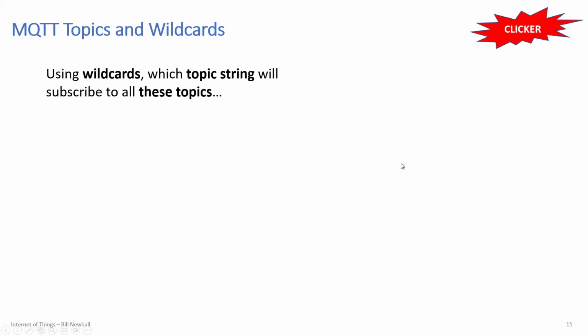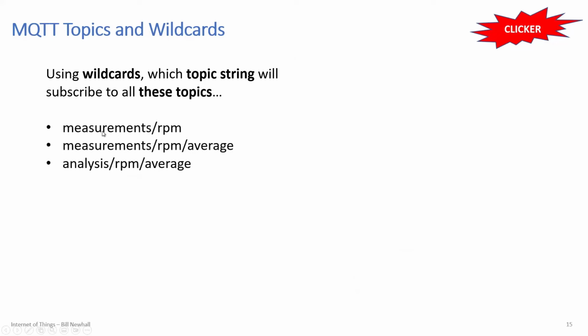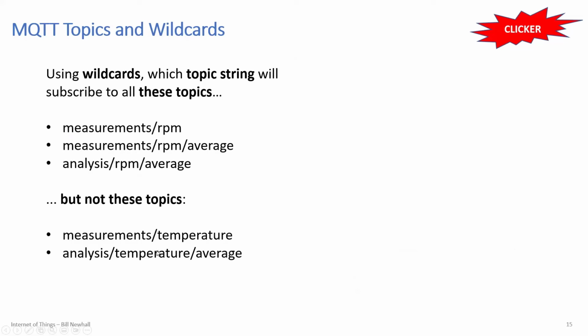Let's run a clicker question. So grab your clicker apps and let's use wildcards. Which topic string will subscribe to all of these topics: measurement/RPM, measurement/RPM/average, analysis/RPM/average, but not these topics? You don't want messages from these topics. And remember, plus is a single level wildcard and pound, hashtag, is a multi-level wildcard.